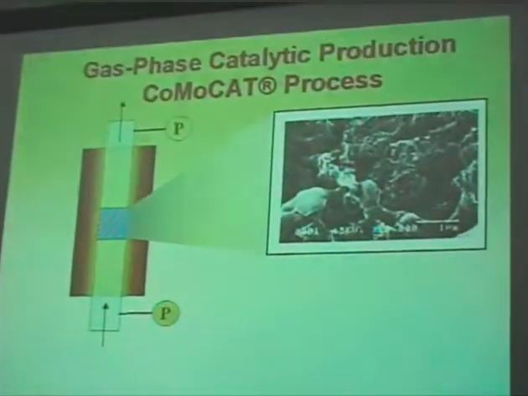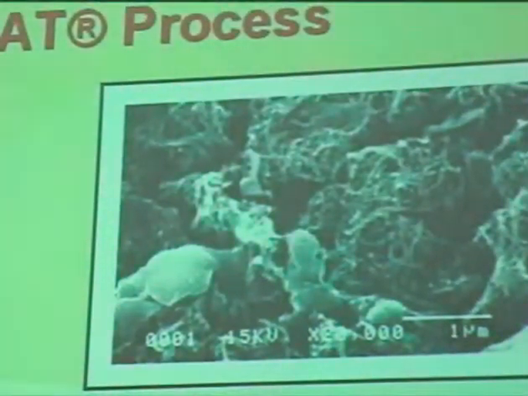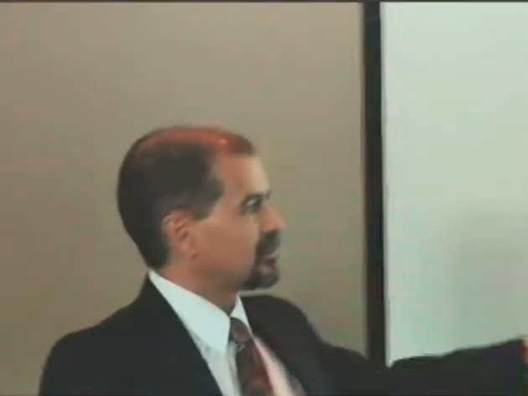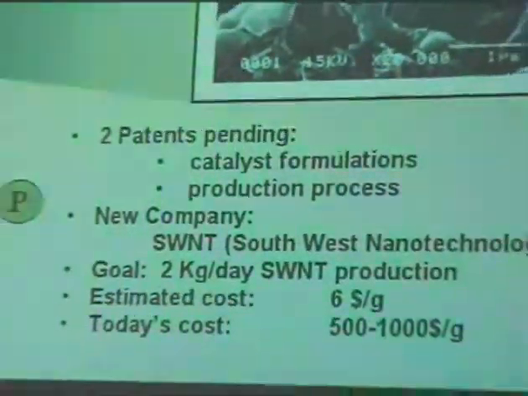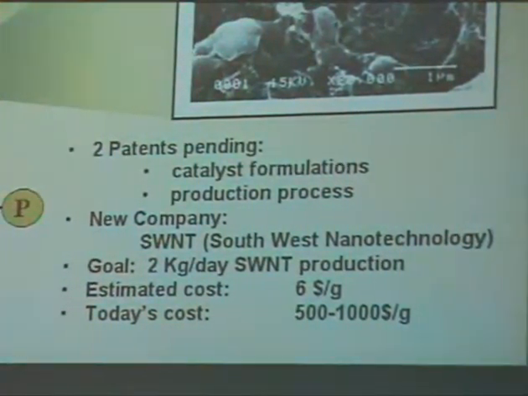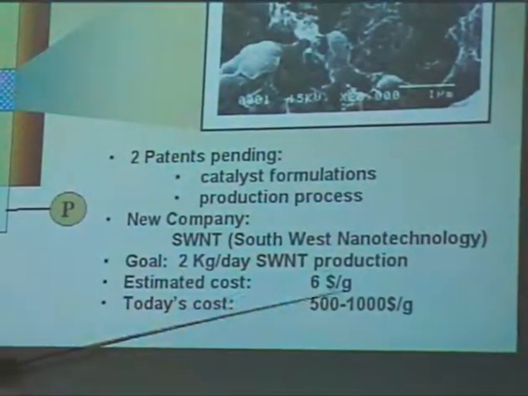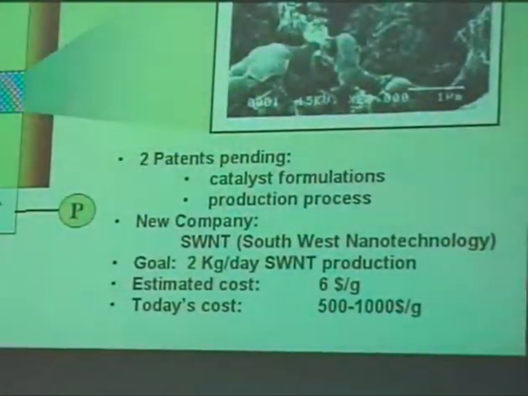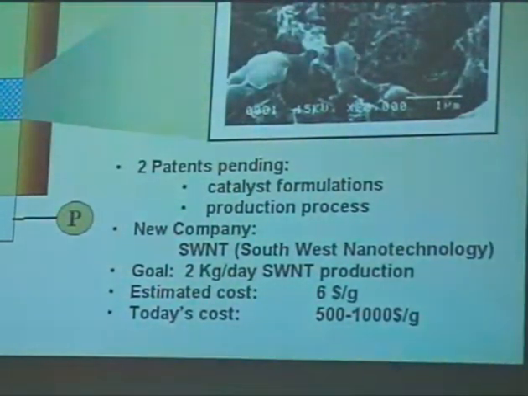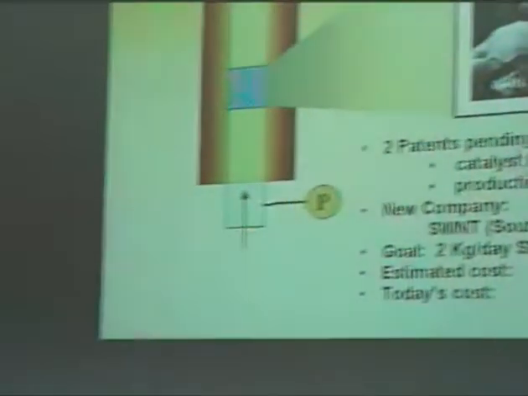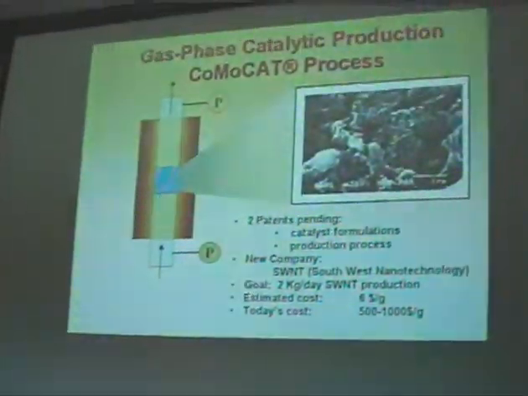That produces a relatively high yield of single-wall nanotubes, and most importantly, very high selectivity when operated in the right conditions. So we have some patents for that, and we have just formed a company whose goal will be production of single-wall nanotubes of high quality at a relatively low cost. This is our estimated cost, which can be compared to $500 to $1,000 per gram. That is the cost today.